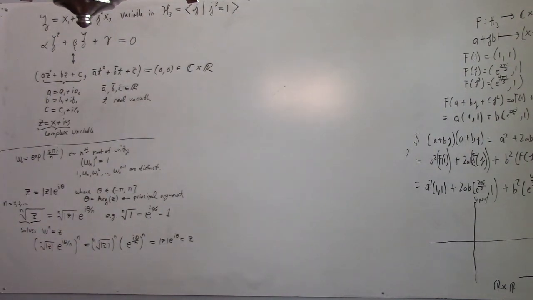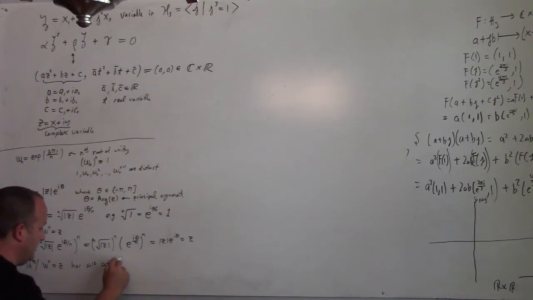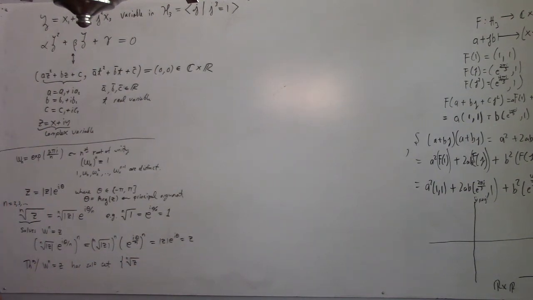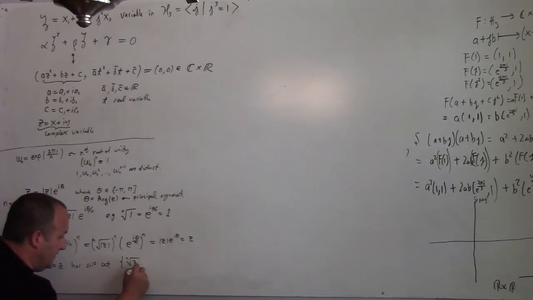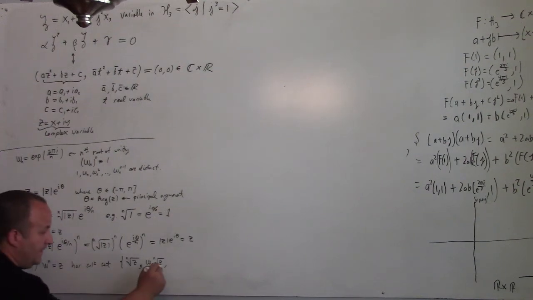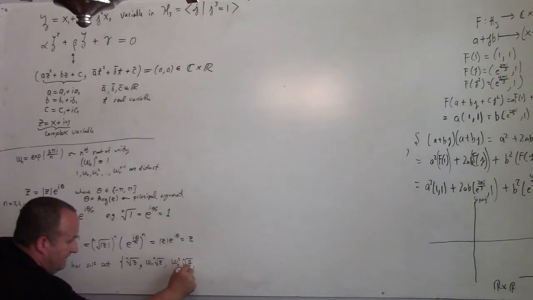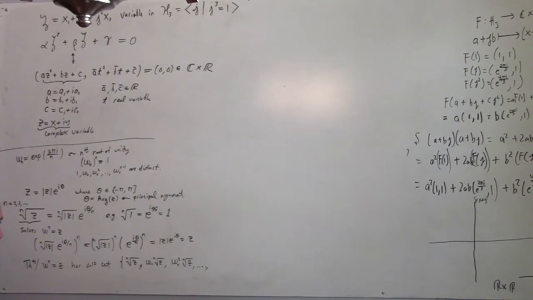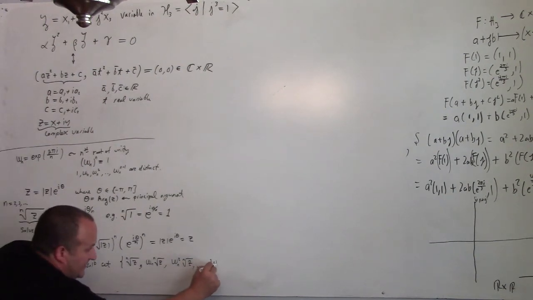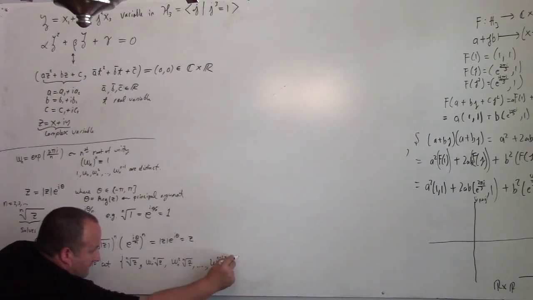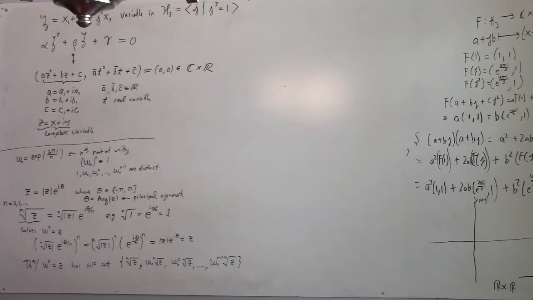It's the principal nth root. Now the theorem is that w to the n equal to z has solution set: here goes, the principal nth root of z, and then omega n times the principal nth root of z, and then omega n squared times the principal nth root of z, all the way up to omega n to the n minus 1 power times the principal nth root of z. These are the n solutions to this complex equation.